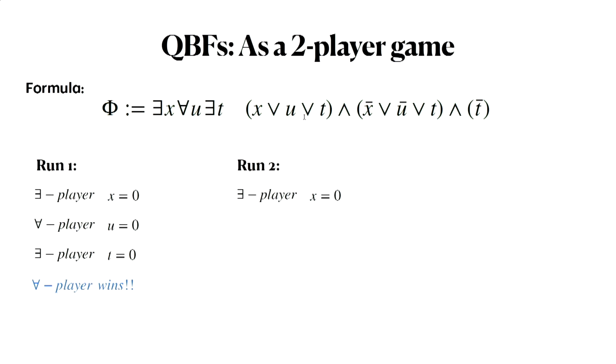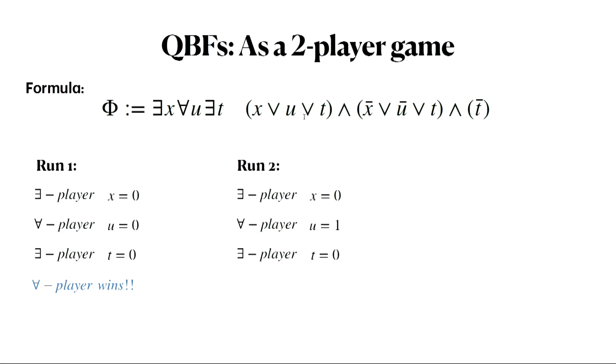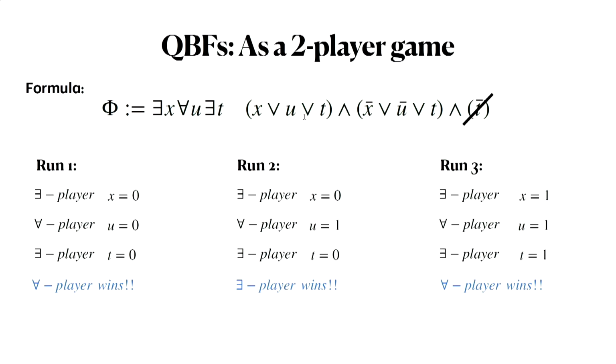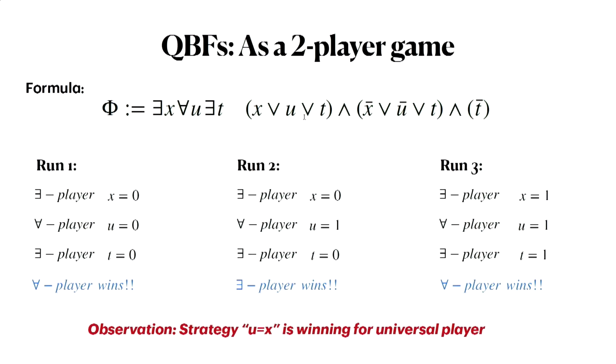A different run of the game can look at x equal to 0, u equal to 1 and t equal to 0. In this assignment all three clauses are satisfied. The formula evaluates to true. So I say the existential player wins this round of the game. A quick third round will show that on this assignment the universal player wins the game again. If you observe carefully why the order is important, we say u equal to x is a winning strategy for the universal player.